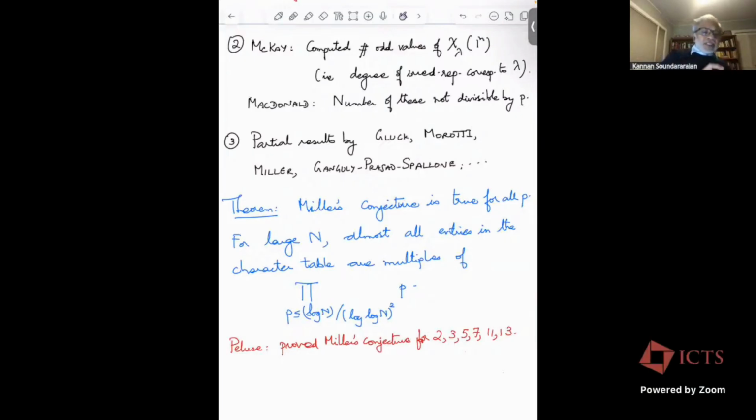So the story of this is that my co-author Pournaras had proved Miller's conjecture for 2, 3, 5, 7, 11, and 13. And then her proof broke down at 13. And then it kind of fascinated me how you could have a proof that works for all these small primes and then stops. And so I started thinking about it as well. And then we were able to prove it eventually for all primes p.